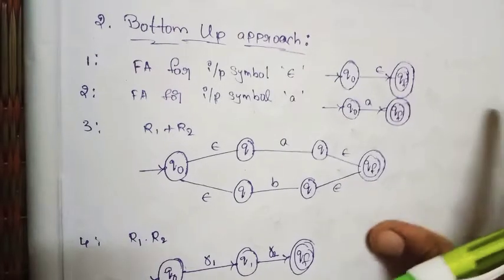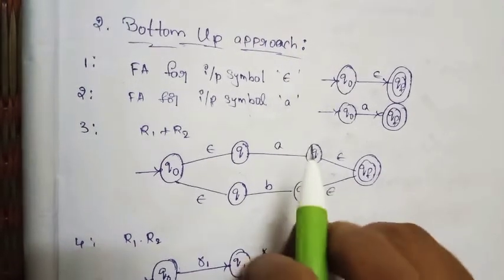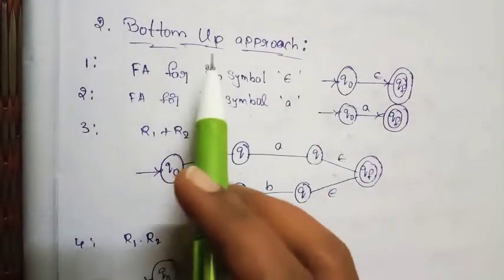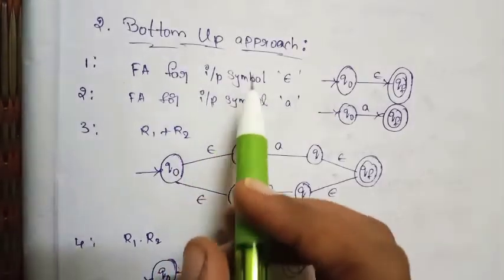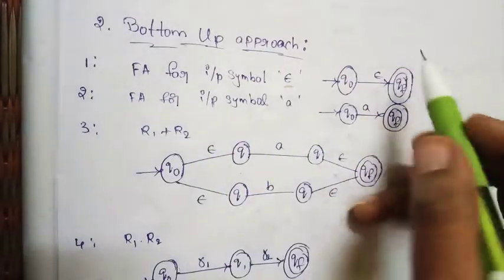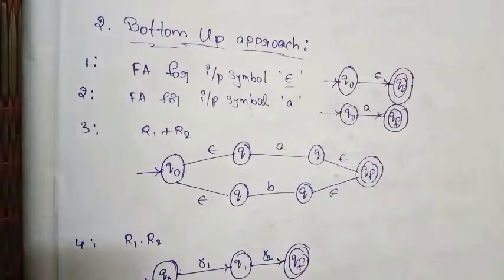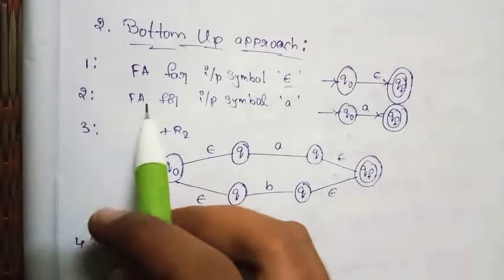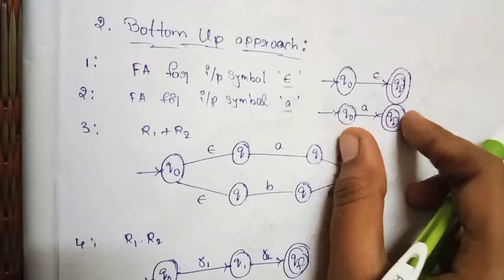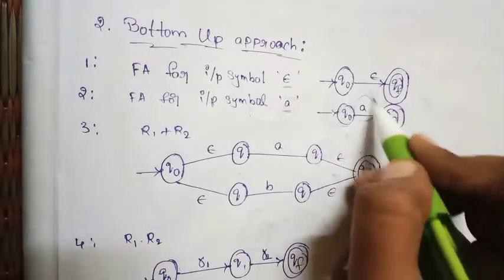See guys, this is the bottom up approach. Here also we just have 5 steps. Let's see what the 5 steps are. The first step is, if you have the input epsilon in a finite automata, how to design it. That means we just give the epsilon in between two states. If the finite automata has the input symbol a, then in between two states, one is the initial state and one is the final state, we just represent a here.